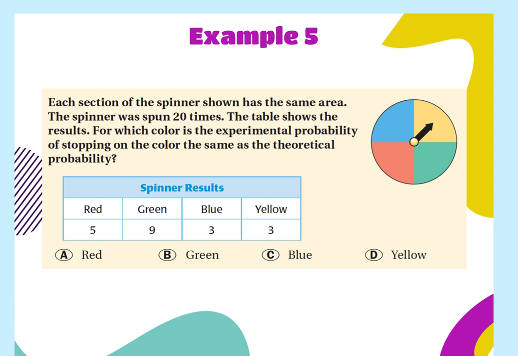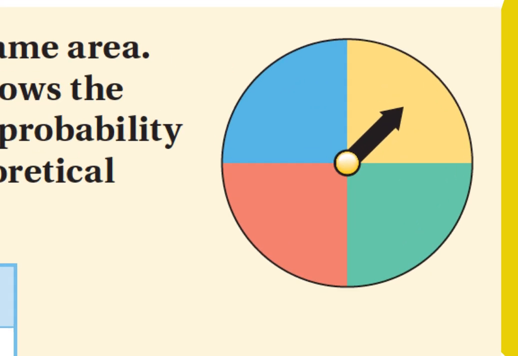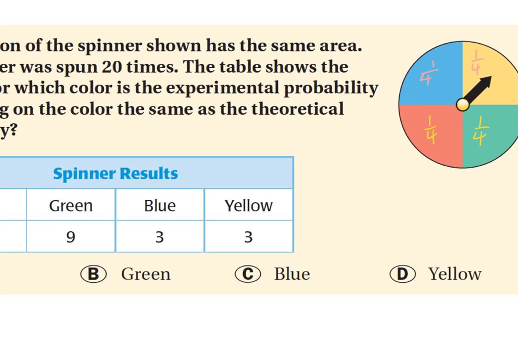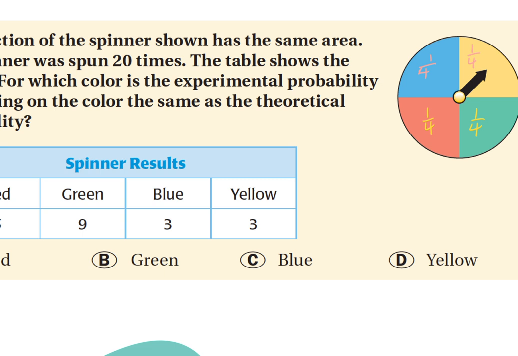So theoretical means look at your original spinner. What are the chances of rolling blue? 1 in 4. What is the chance of rolling yellow? 1 in 4. Red, 1 in 4. Green, 1 in 4. That's the theoretical probability. The experimental probability is the actual outcome.